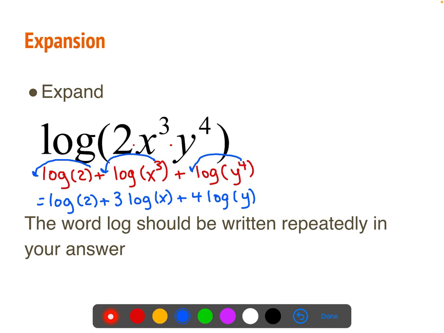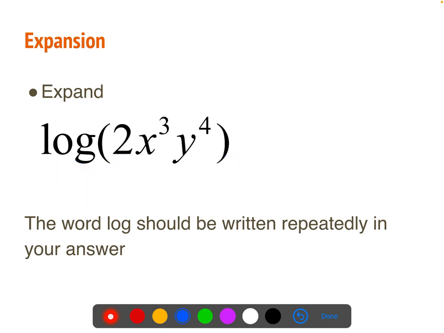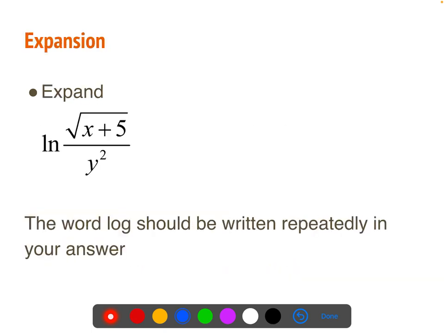So expanding, it's a form of simplifying your problem. All it does is it takes what you have and expands it. It takes the word log multiple times. You pop it apart. If it's times, you add them. If it's divide, you subtract them and bring down any exponents. So it's kind of a two-step process. Step 1, pop them apart. Step 2, bring down exponents.